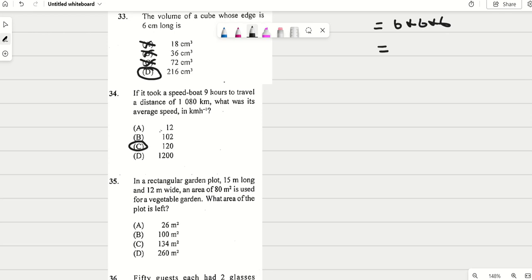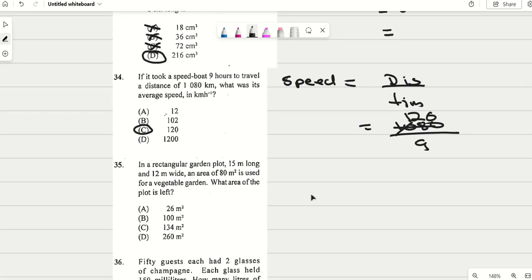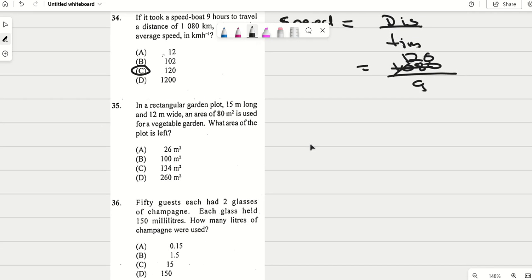If it took a speedboat 9 hours to travel a distance of 1,080 kilometers, what is its average speed? So we know average speed or speed is equal to distance over time. Your distance is 1080. Your time is 9. 9 into 108 is 12. And 9 into 0 is 0. So it is 120. So you know that 34 is 120.